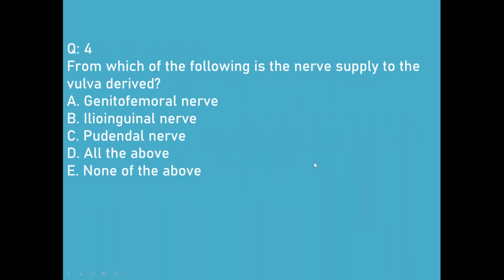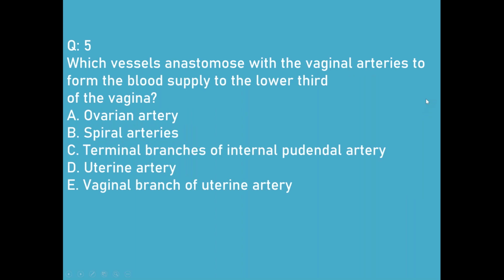Question 4. From which of the following is the nerve supply to the vulva derived? A. Genitofemoral nerve. B. Ilioinguinal nerve. C. Pudendal nerve. D. All the above. E. None of the above. The answer is D. All of the above. Yes, you're right. D. Yes.